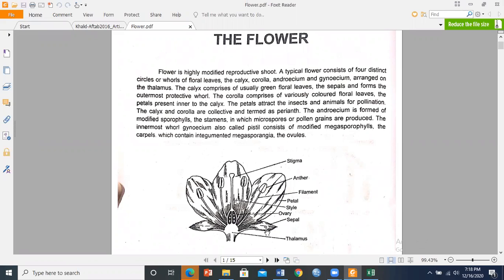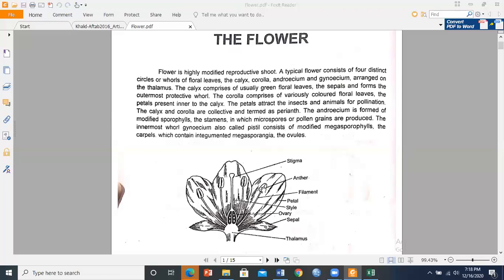Calyx is usually green in color and it is the outermost whorl of these flowers. Second whorl is called as corolla. This whorl is colored differently, maybe green, red, yellow, or any color. Petals. The color of the petals attracts the insects and animals. The basic purpose of their color is to attract the insects for the pollination.